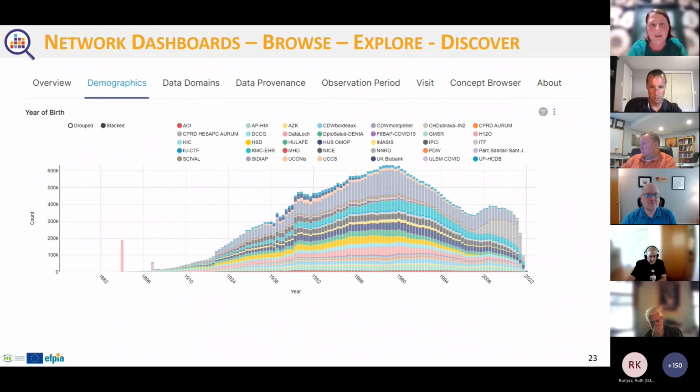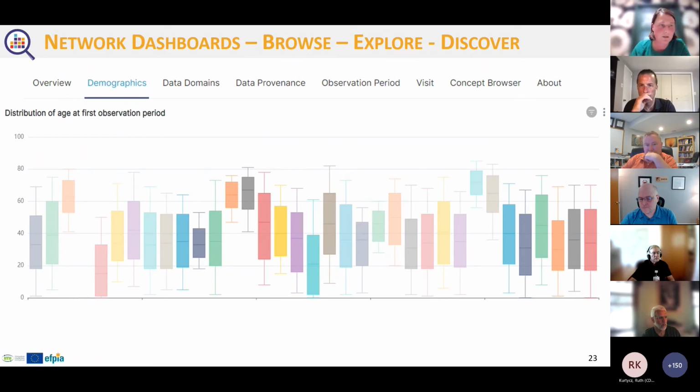And then, of course, there's something that I call browse, explore, and discover, because there's actually a lot of data that you can really sniff around in and find out which databases are really interesting and who are the ones that I want to reach out to. And so what you see here is an overview of the demographics, for example, the year of birth from all the different databases that are included at the moment. And you can see, for example, the distribution of age at the first observation period. For example, if you're interested in a population 60 plus, then probably this might be interesting, or this, or this.